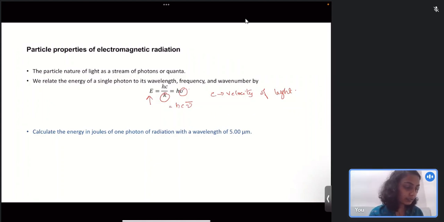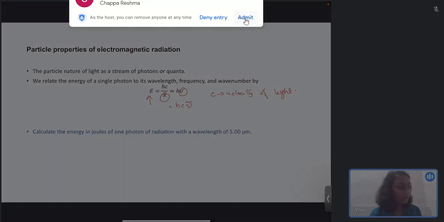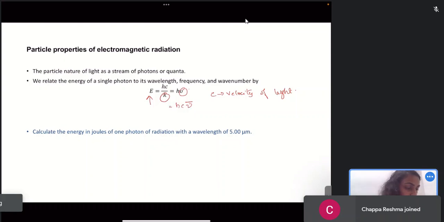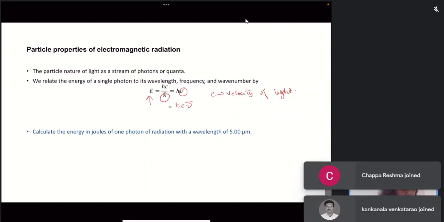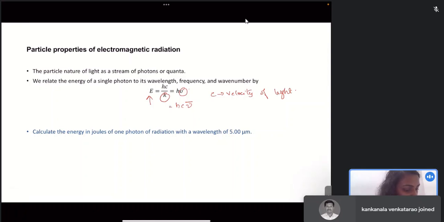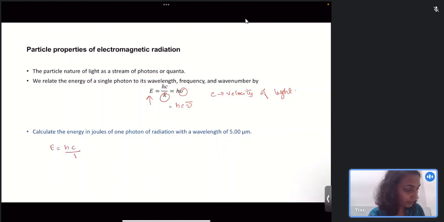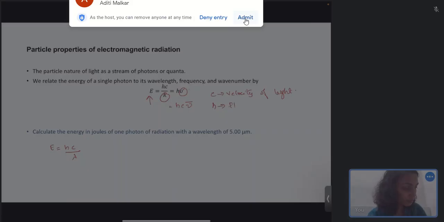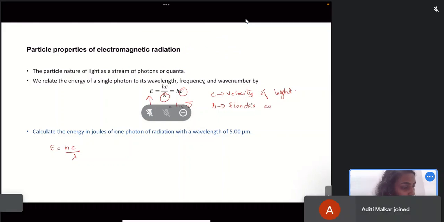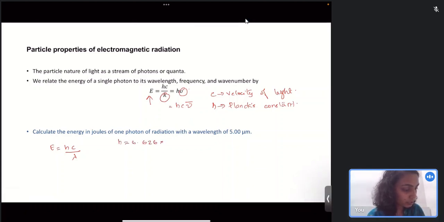From this part, there is a question that we can solve now. It's about calculating the energy in joules of one photon of an IR radiation with a wavelength of 5 micrometer, and this can be calculated as E is equal to hc by lambda, where h is Planck's constant. So h is equal to 6.626 into 10 to the power minus 34 joule second, where joule is the unit of energy, and c is the velocity of light, that is 3 into 10 to the power 8 meter per second.